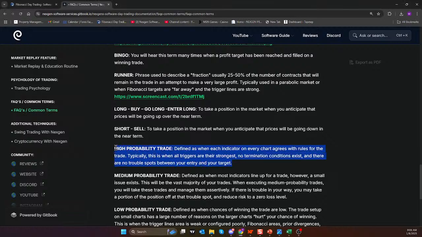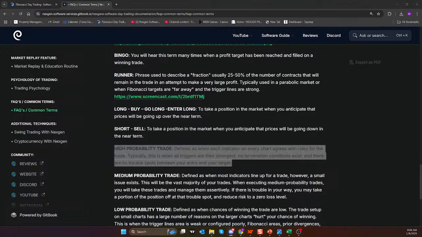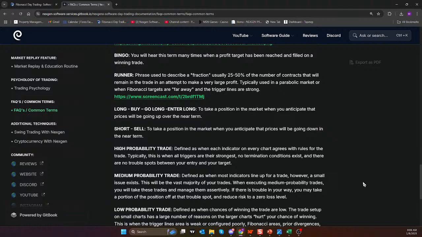And you can build that foundation through one trade initially. Don't give yourself the burden of looking for every trade. Let's look for the best trade. We're going to look for the high probability trade, because a high probability trade is defined when each indicator on every chart agrees for the trade.